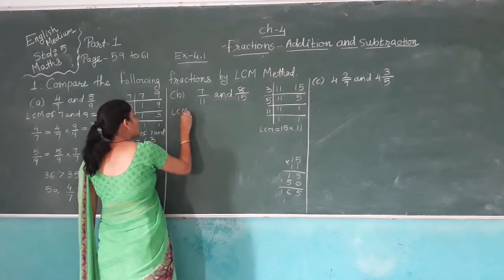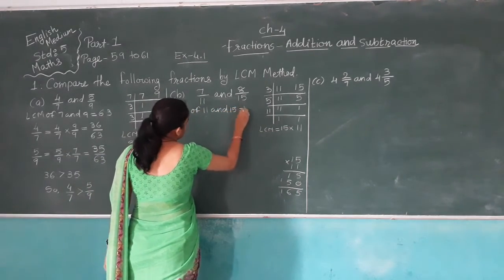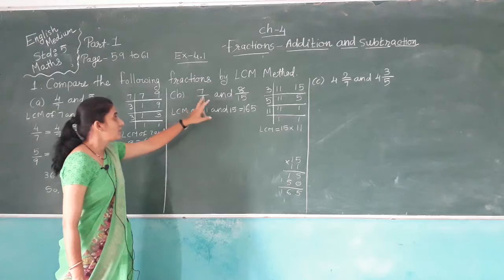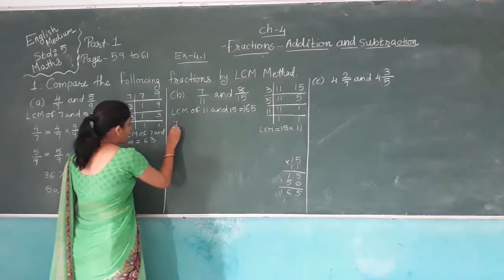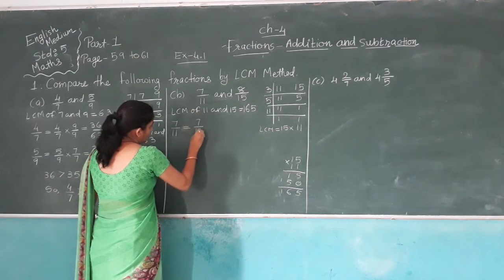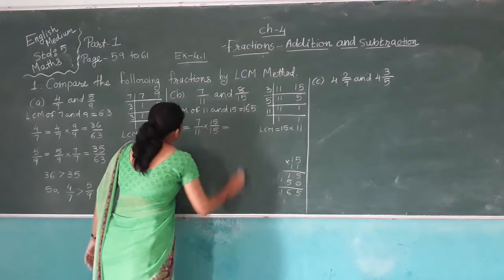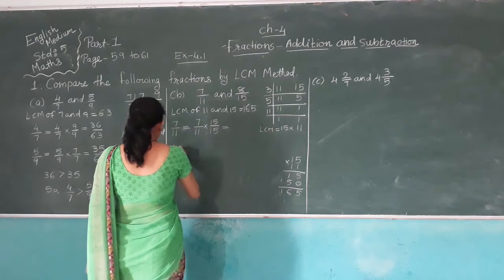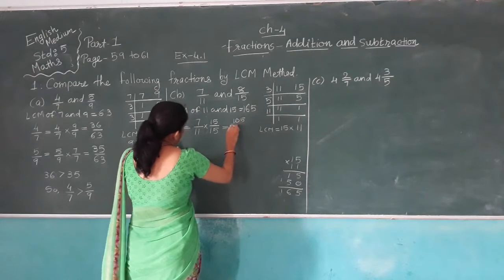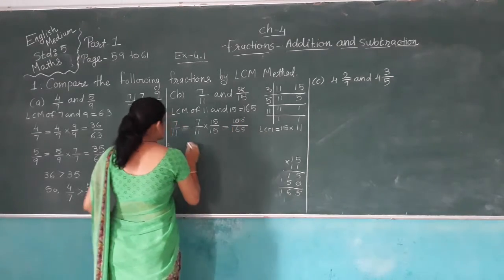LCM of 11 and 15 is equal to 165. First we convert the denominators to the same. So 7 out of 11 is equal to 7 out of 11 multiplied by 15 out of 15. 15 multiplied by 7 is 105 out of 165. 105 out of 165.